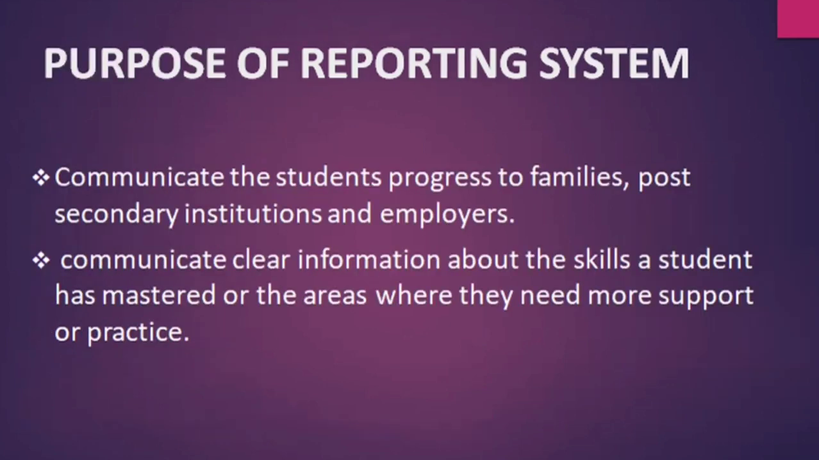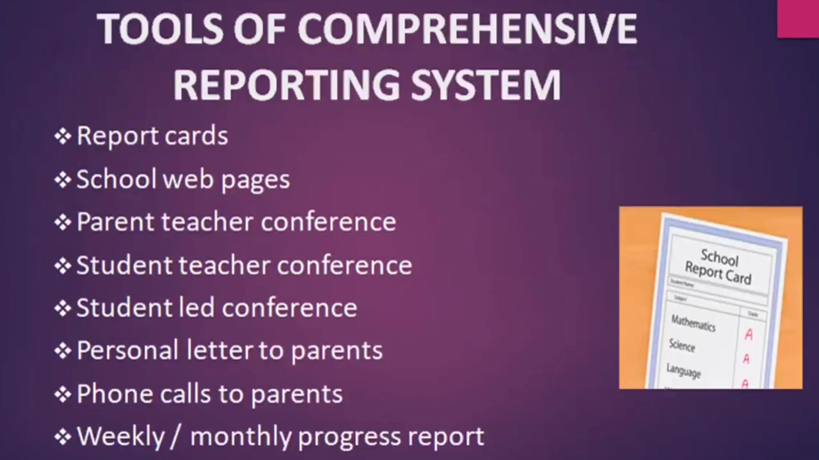Types of reporting system. We have informal reporting, analytical, routine, special, formal, informal, parents and teachers conference reporting. The purpose of the reporting system: to communicate the students' progress to families, post-secondary institutions, and employers. Second, to communicate clear information about the skills a student has mastered or the areas where they need more support or practice. Tools of a comprehensive reporting system: we have the report cards, school web pages, parent-teacher conference, student-teacher conference, student-led conference, personal letter to parents, phone calls to parents, and weekly or monthly progress report.